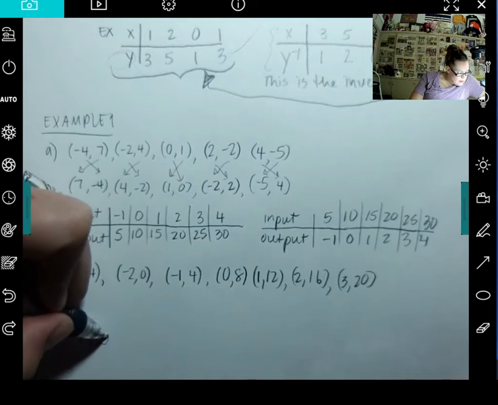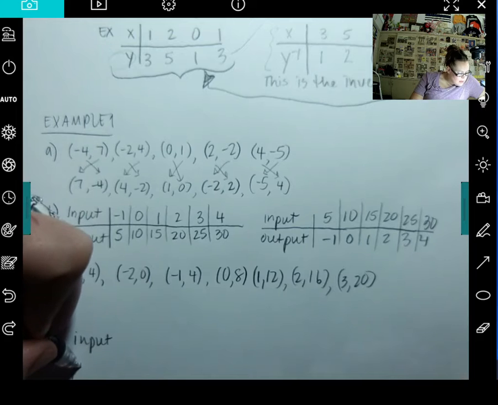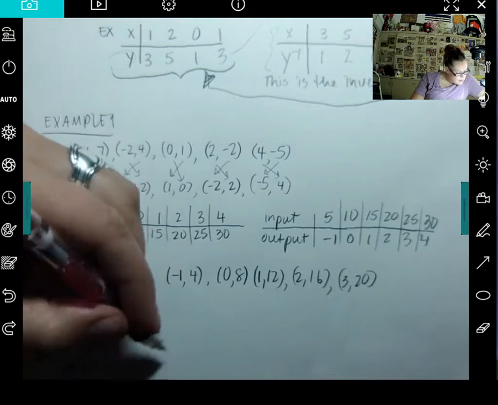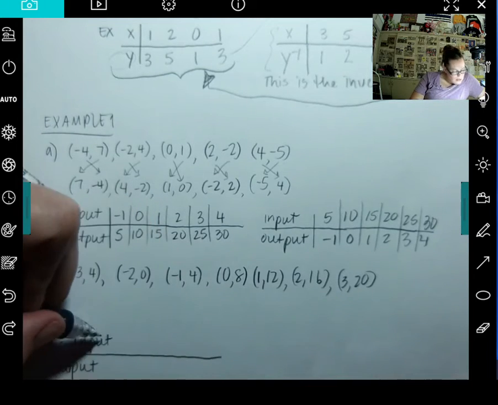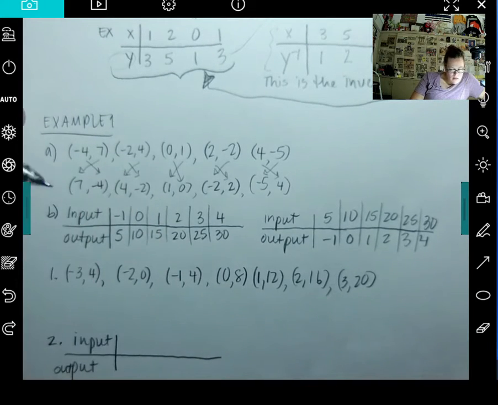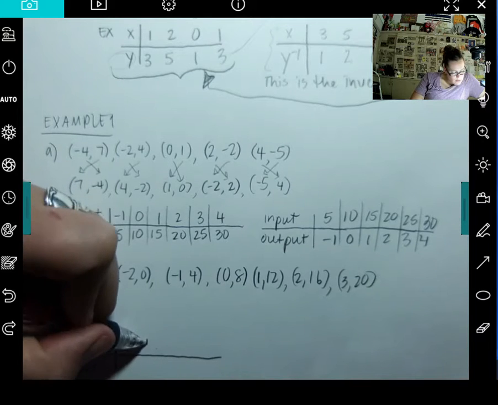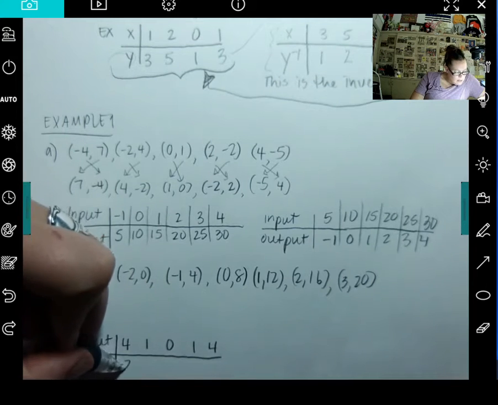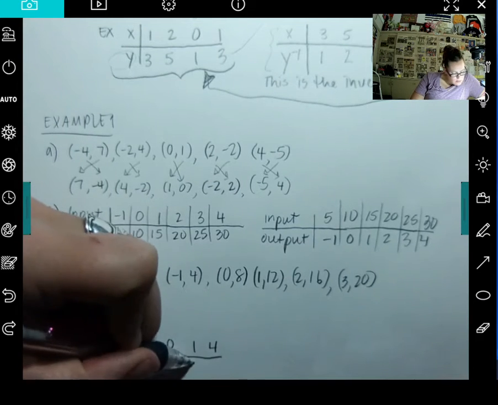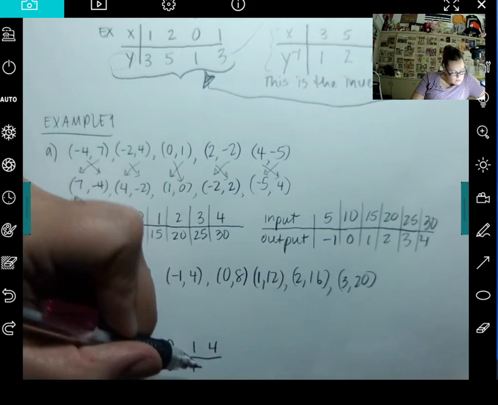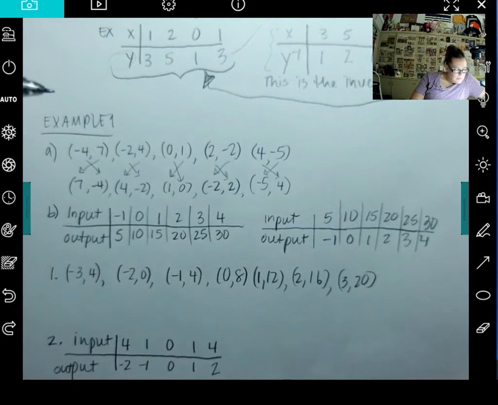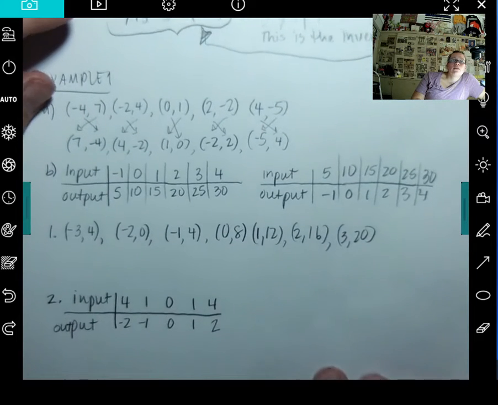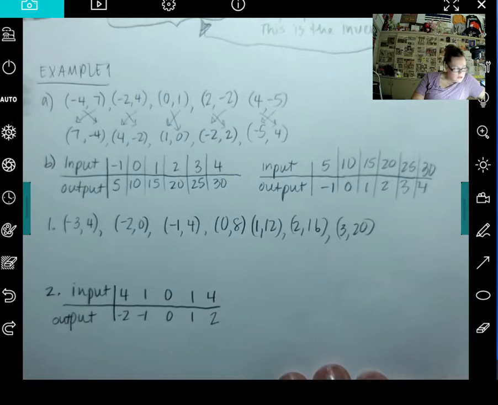So this time we have an XY table, input and output. And then for our table, our input row is going to be 4, 1, 0, 1, 4, and the output would be -2, -1, 0, 1, 2. All right, so I want you to pause the video and try these two problems. When you unpause, I will show you the answers.